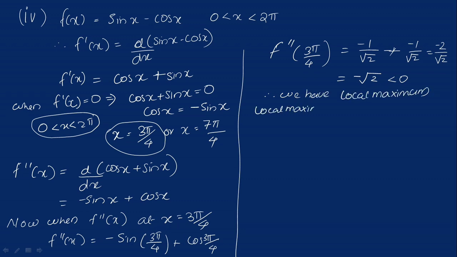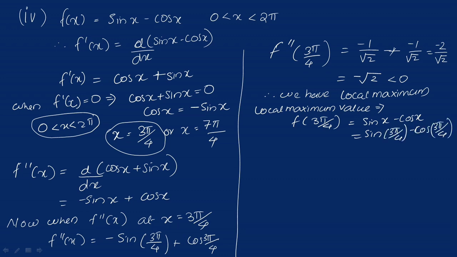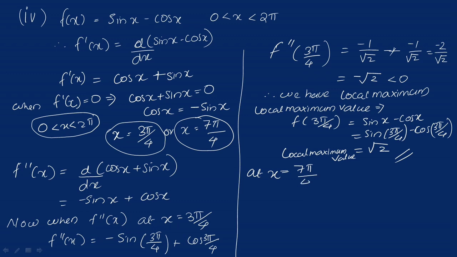What is the local maximum value? That is f of x, applying it in the equation sin x minus cos x. So f of 3 pi by 4 is equal to sin 3 pi by 4 minus cos 3 pi by 4. Sin 3 pi by 4 is 1 by root 2, and cos 3 pi by 4 is again 1 by root 2. So we have the value root 2. That is the local maximum value.